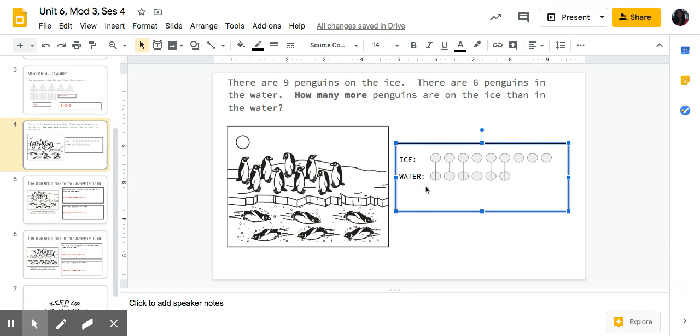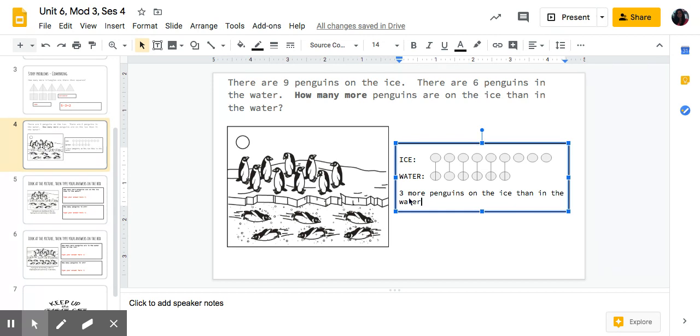So I know that this right here, this is the same. This right here is my difference. So let's count the difference. 1, 2, 3. So I can say there are 3 more penguins on the ice than in the water.